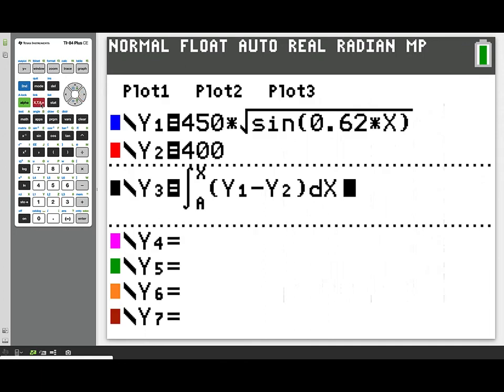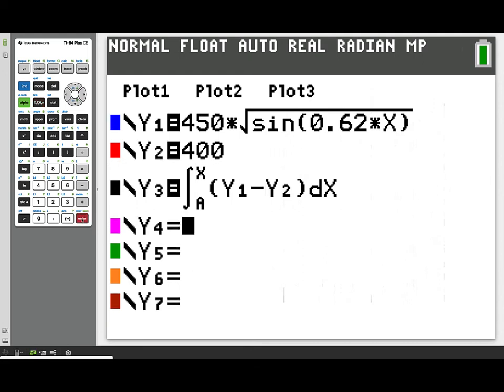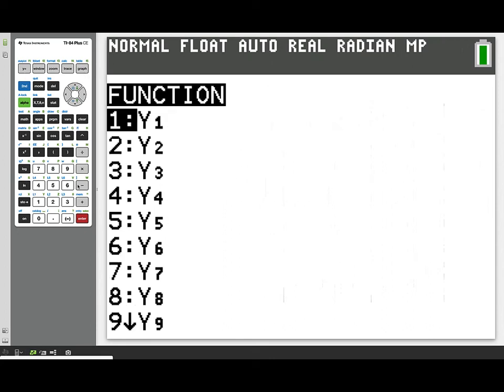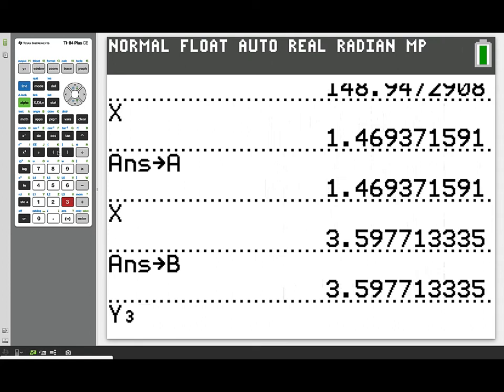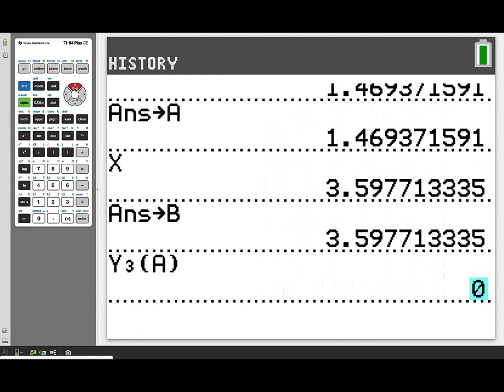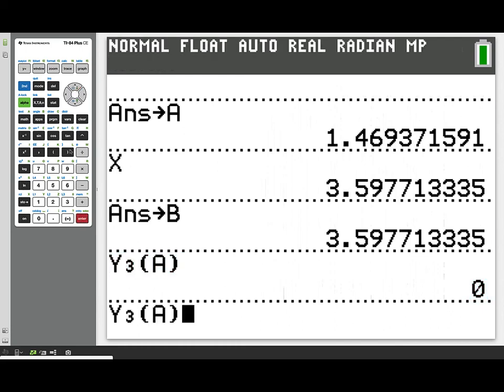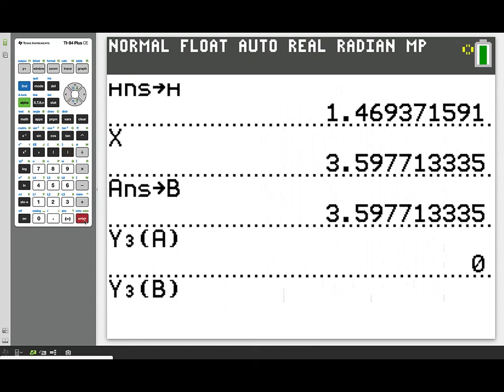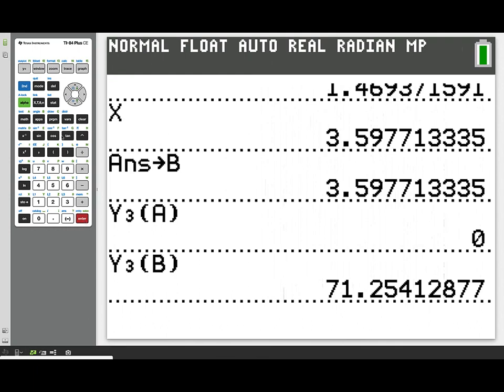So I've created this function y3. This is the function that we want to maximize over the closed interval from x equals a to x equals 4. So what I'm going to do is evaluate y3 at the two endpoints of that interval, a and 4, as well as that one critical value which we've already identified as b. Now it should come as no surprise that y3 of a is just equal to 0. We're integrating from a to a.